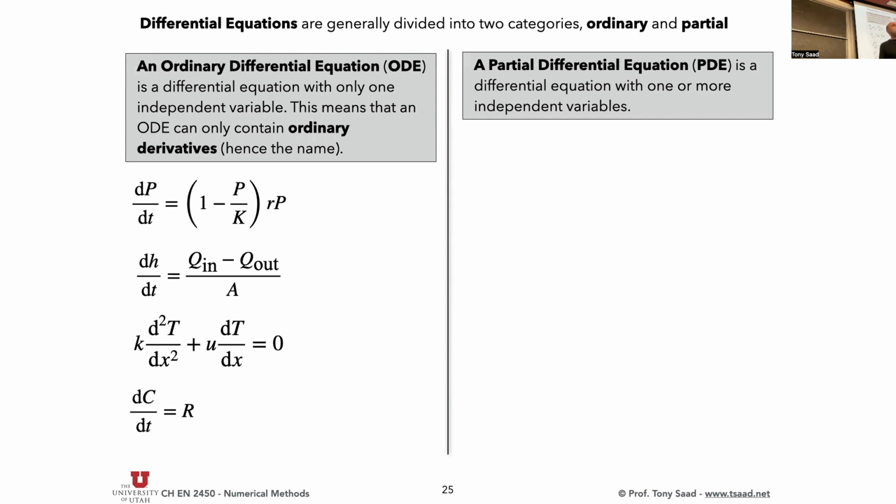Typically, those could be XYZ space or XY space or XZ space or time and space or time and XY and Z space dimensions. So for example, this is the steady state heat equation in 2 dimensions, XY space. This is the unsteady heat equation. Temperature is changing with respect to time and only one space dimension X.